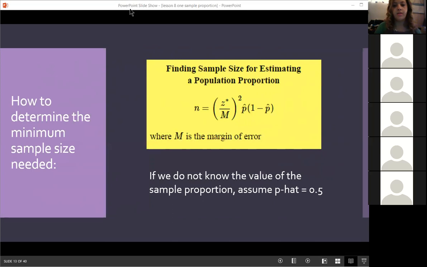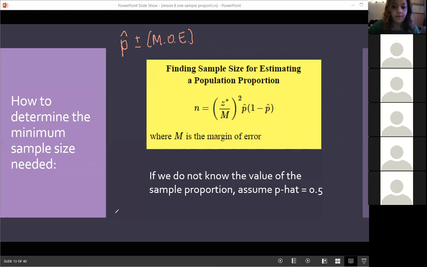So remember what our margin of error is. That's going to be the right side of our confidence interval equation. People often mess this up, so make sure you keep this in mind. Your margin of error is the entire right side of your confidence interval equation. So this is going to be your margin of error, your ME. That's the entire right side of the equation.